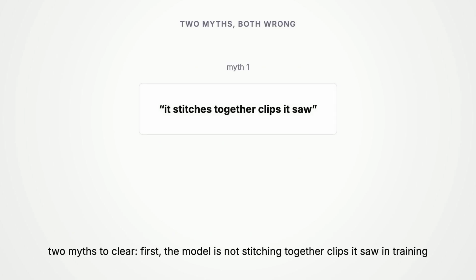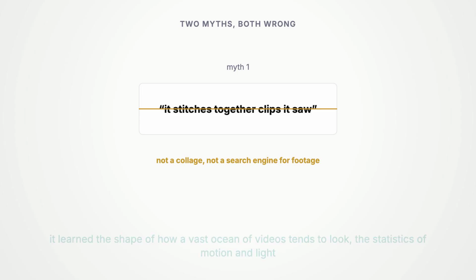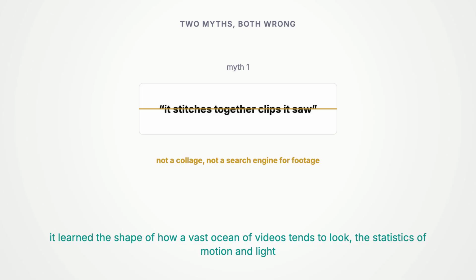2 myths to clear because they are everywhere and both are wrong. First, the model is not stitching together clips it saw in training. It is not a collage, not a search engine for footage, not pasting a real cup over a real table. During training, it learned the shape of how a vast ocean of videos tends to look, the statistics of plausible motion and light and shadow.